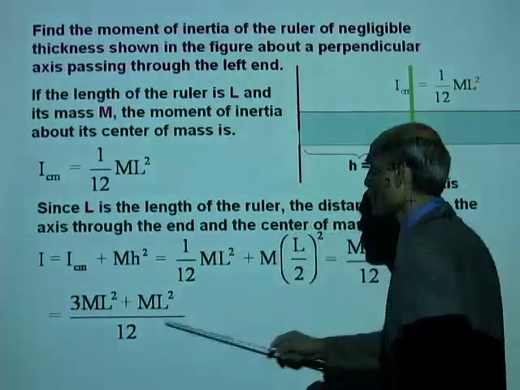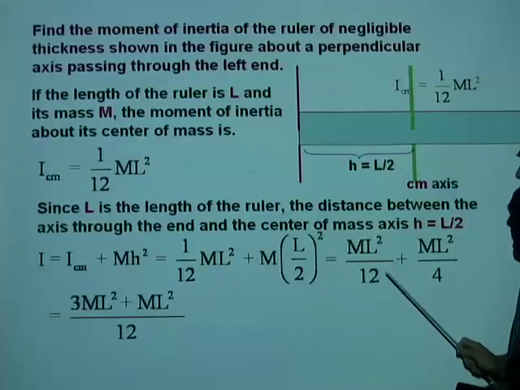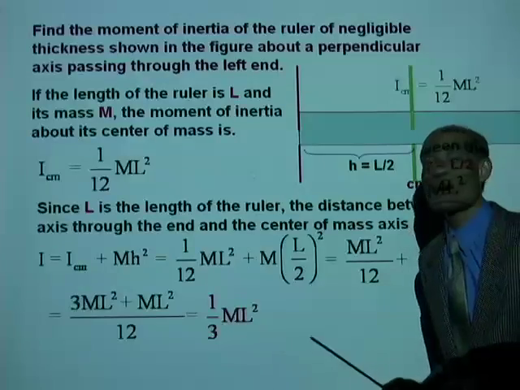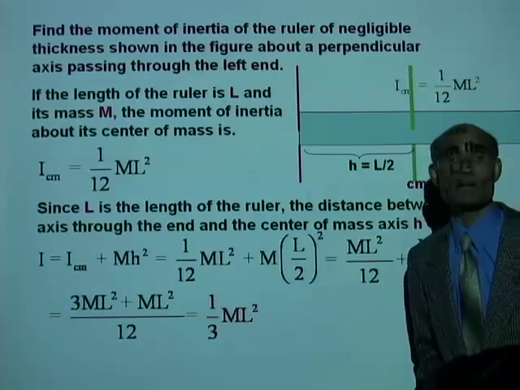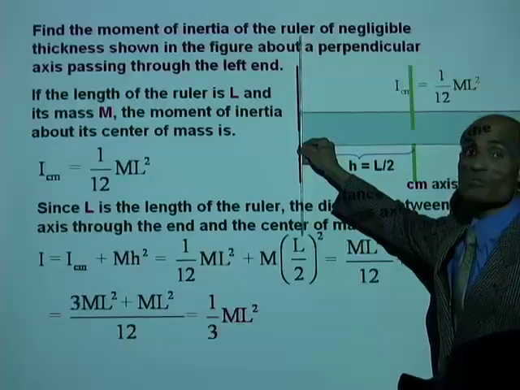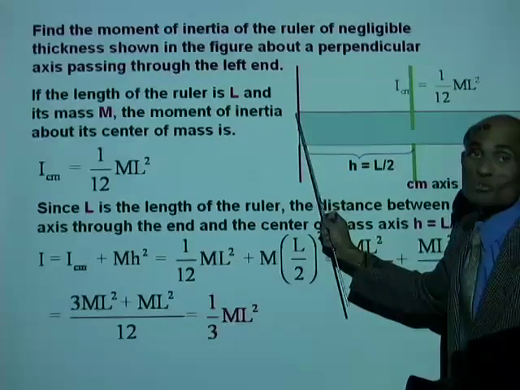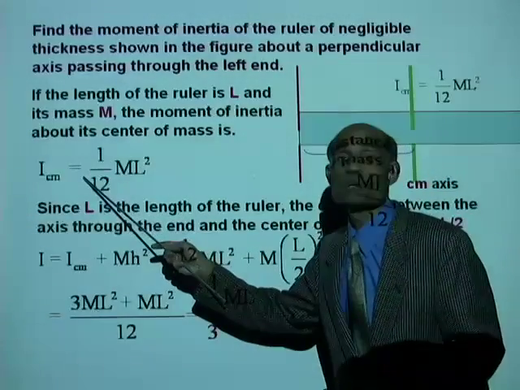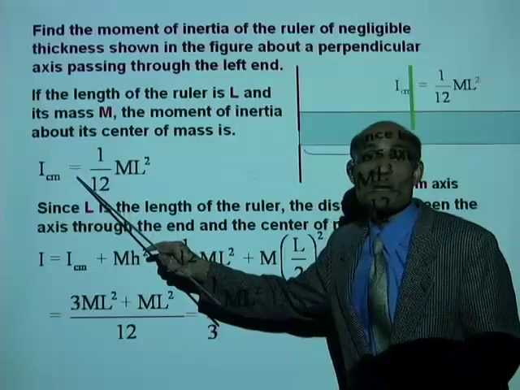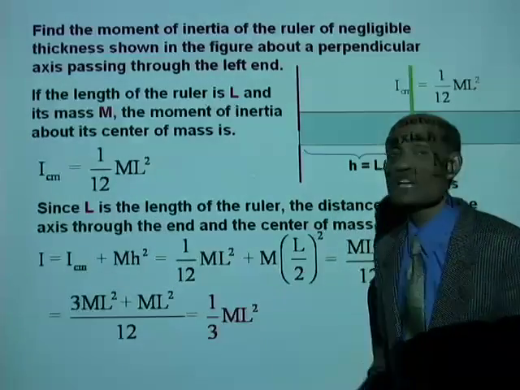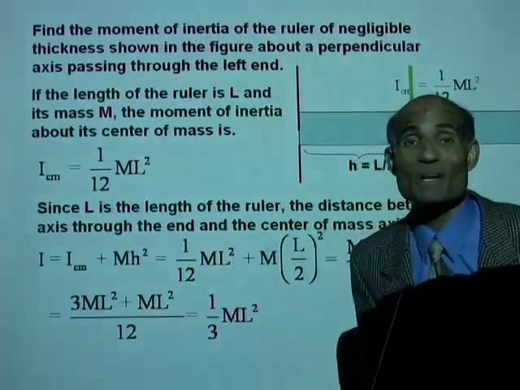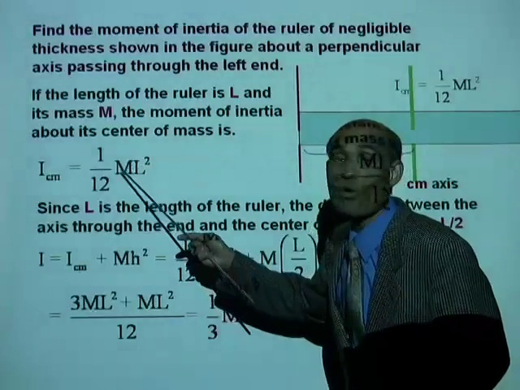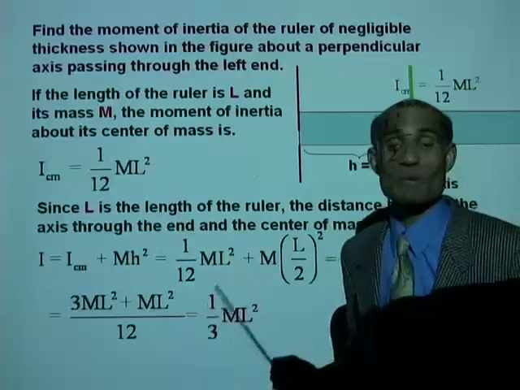That will be 12 as the common denominator, it will be 3 ml squared plus ml squared, that will be 1/3 ml squared. So the moment of inertia of the ruler about an axis through its end is 1/3 ml squared, whereas the moment of inertia of that ruler about an axis through its center of mass is only 1/12 ml squared. And if you notice, this 1/3 ml squared is 4 times 1/12 ml squared.